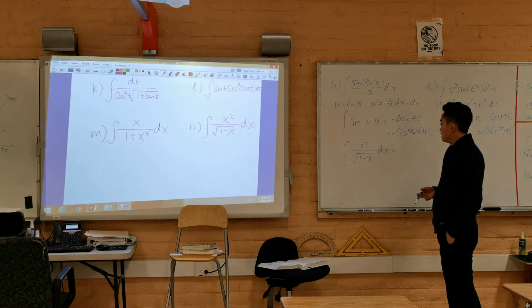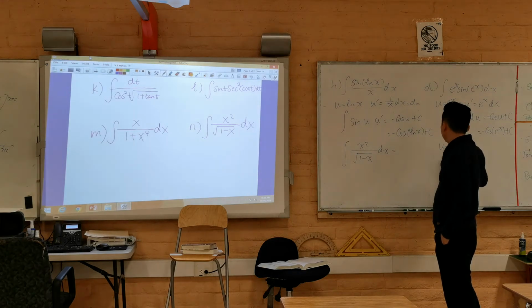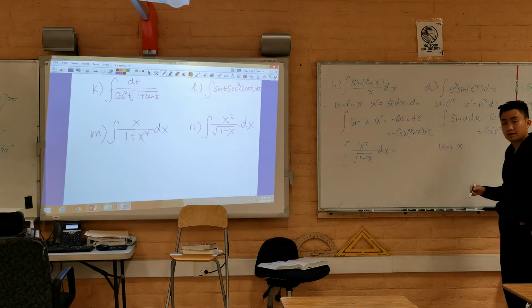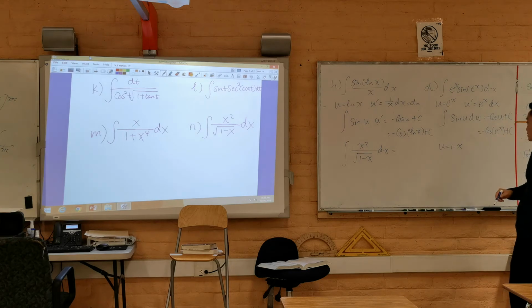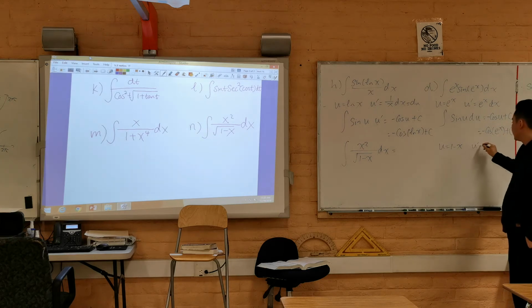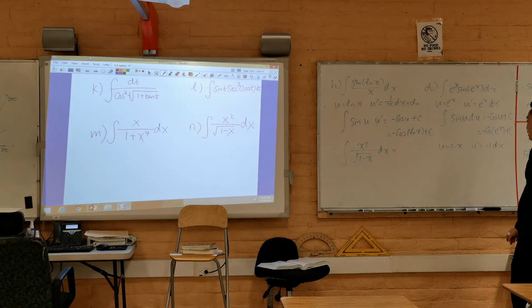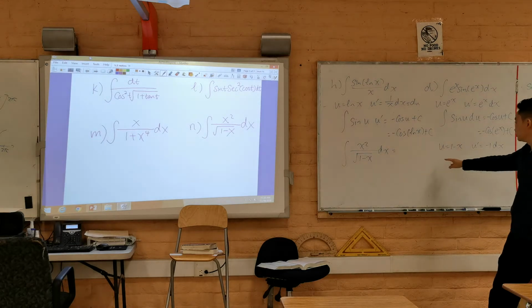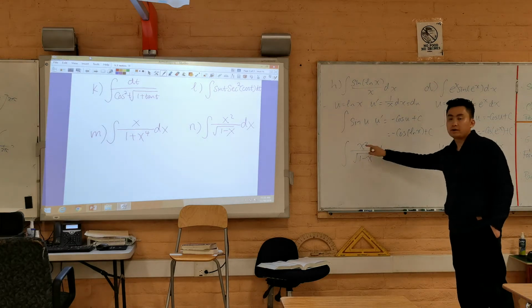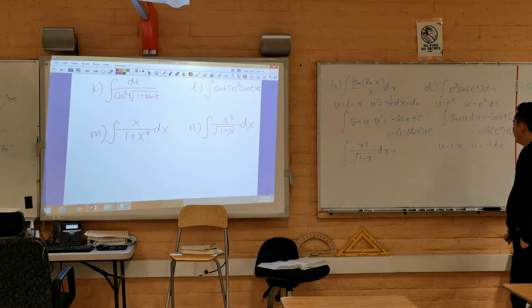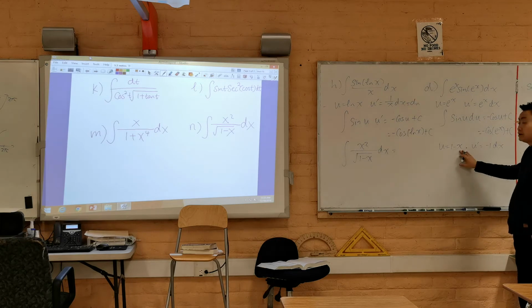A lot of people are probably thinking u would be 1 minus x. Let's do it that way, because that looks like an inner function. And then u prime turns out to be negative 1 times dx. So we do have dx, and 1 minus x for u, but how do you deal with that x squared? Here's the little tricky thing you have to do. For x, we need to isolate x by itself, so we need to solve for x in terms of u.